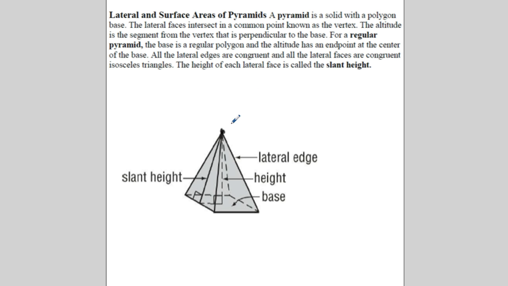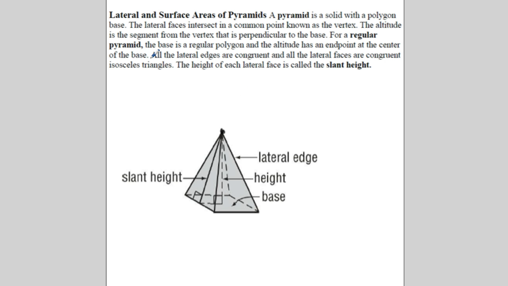That's this thing right here. This is called the vertex. The altitude is the segment from the vertex that is perpendicular to the base. So you get this vertex. The altitude is this dotted line that goes straight up and down. Okay, that's the height. It's the same as the altitude. It's perpendicular to this base, so you see that right angle right there.